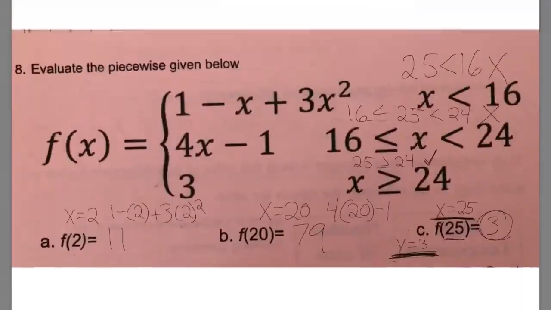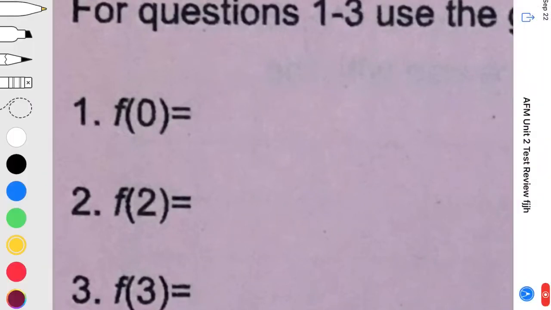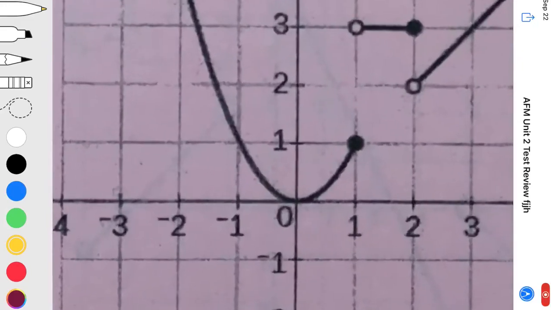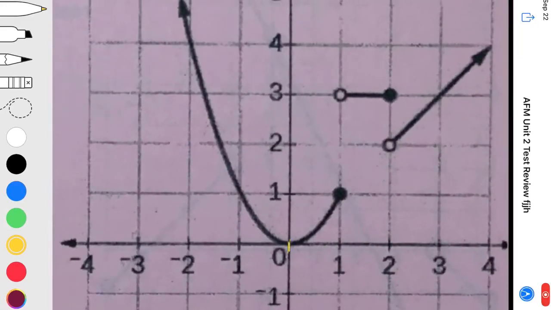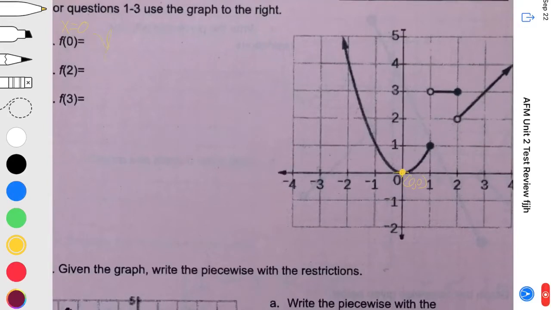So we're going to go back to number 1. For number 1 through 3, we have f of 0. F of 0 is telling us x equals 0. So we're going to go to our graph and figure out where our point is when x is 0. Well, when x is 0, y is also 0. So that is the only point when x is 0. 0, 0 is my ordered pair. So my y when x is 0 is 0. So my answer is 0.